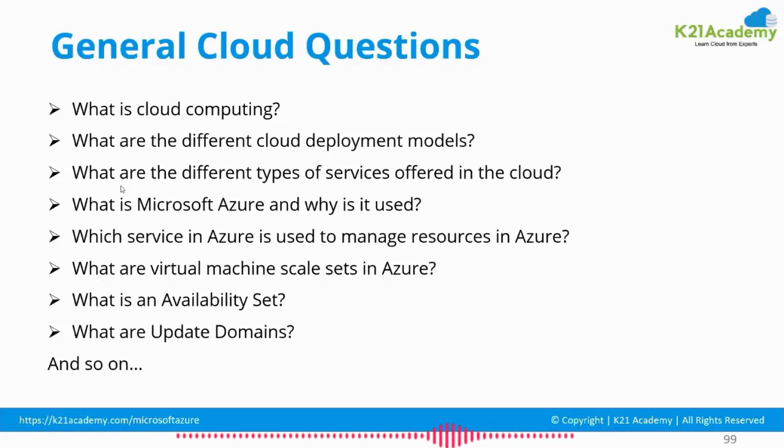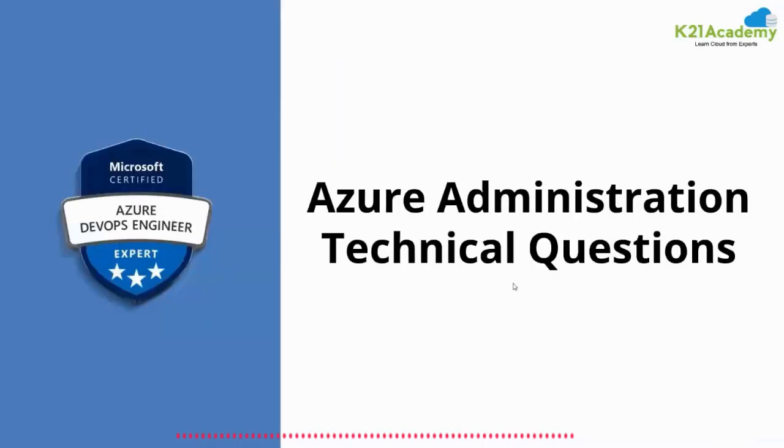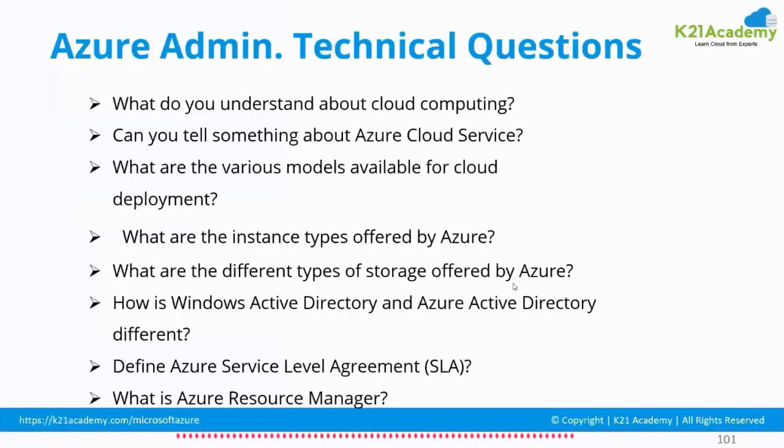Which service in Azure is used to manage resources in Azure, guys? Azure Resource Manager, which is the ARM portal, right? The ARM portal is the portal that we use to manage resources. What are virtual machine scale sets in Azure? We know that they are an auto scaling solution that is available on Azure. What is an availability set? What are update domains? We have already discussed it. So I hope everyone already understands the answer to both of them. Both are interconnected to each other. Now, what do you understand about cloud computing? Can you tell something about Azure Cloud Service?